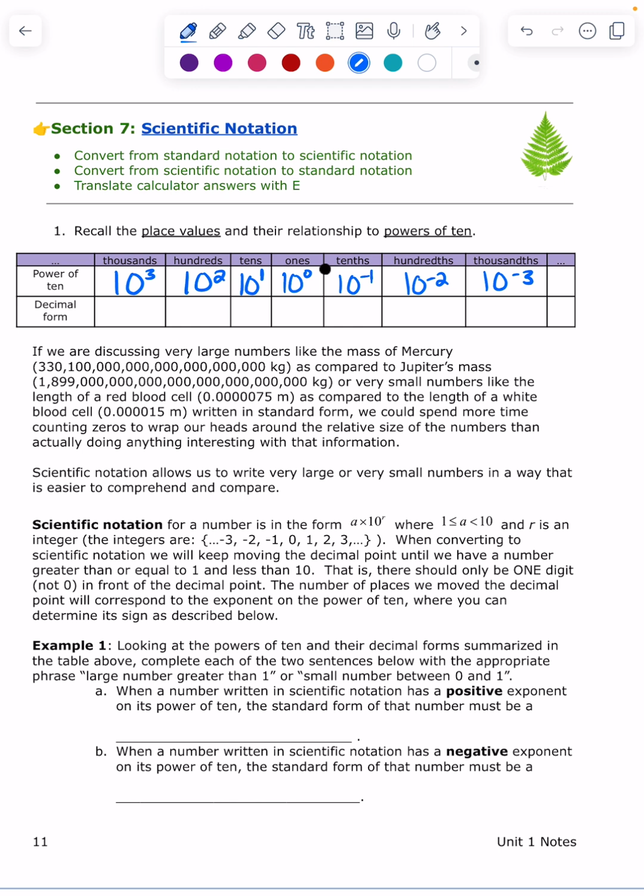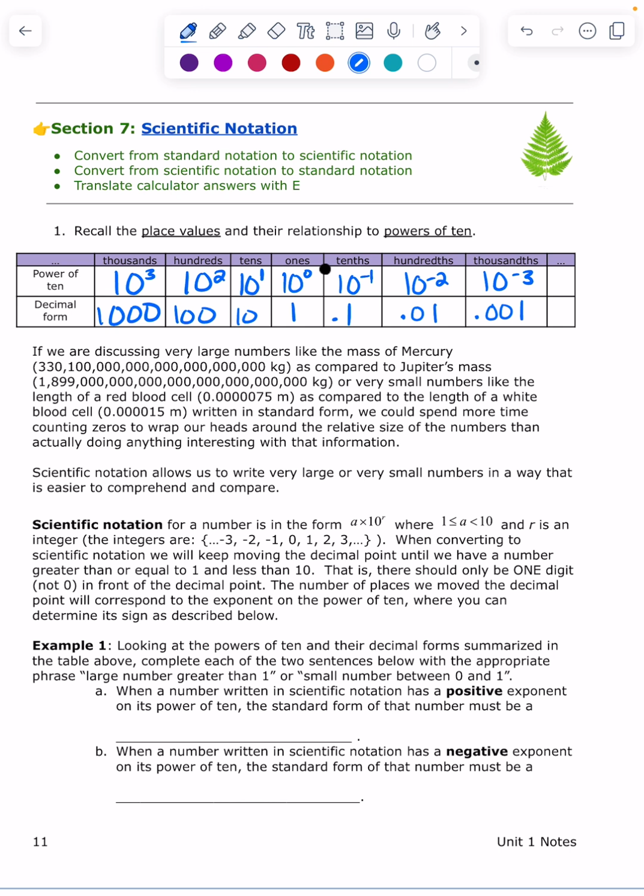So in decimal form, for the thousandths, it would be 0.001. Hundredths, 0.01. Tenths, 0.1. Ones would just be 1, then 10, 100, and 1,000. So hopefully that makes sense.